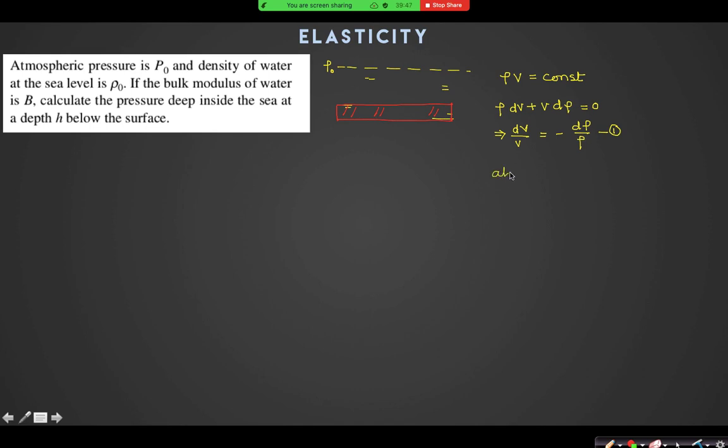Also, we know the bulk modulus. Do you remember the formula for bulk modulus? Minus dp divided by dv by v. So instead of dv by v, if I now use d rho by rho, then I will find a relation: d rho by rho is equal to minus 1 by b into dp. Right?